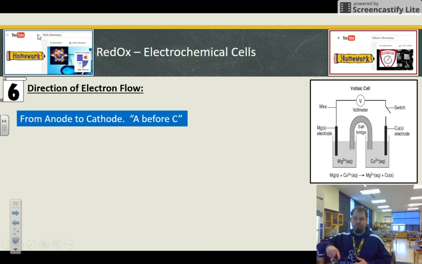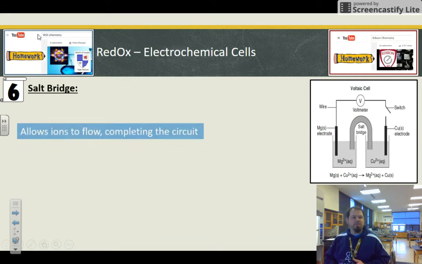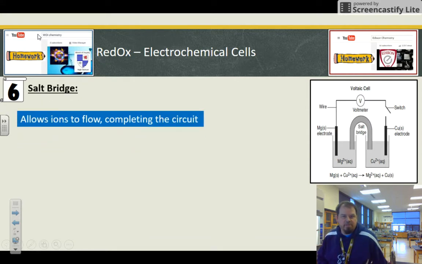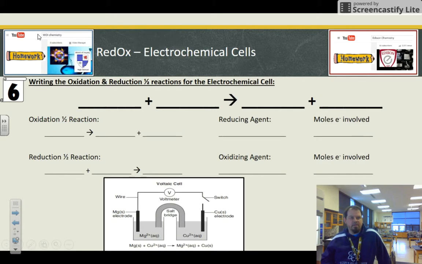And this is not through the salt bridge. This is up through that voltmeter. The salt bridge just lets ions flow, completing the circuit. All you have to say is allow ions to flow, and you have complete credit. You don't have to explain more than that. If the ions get stuck over here and can't go to the other place, then the whole cycle gets broken. So it also does complete the circuit. But what does it do to complete the circuit? It allows those ions to flow. So they mean the same thing.